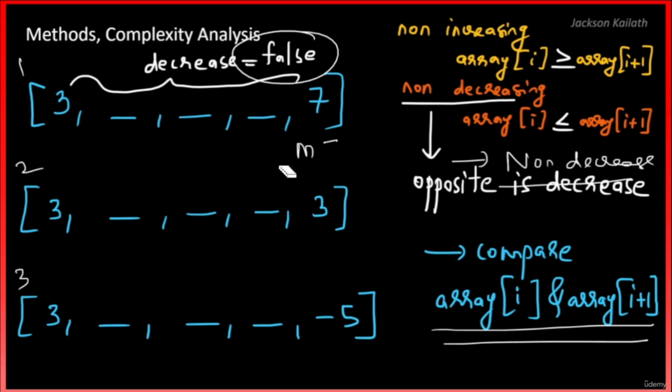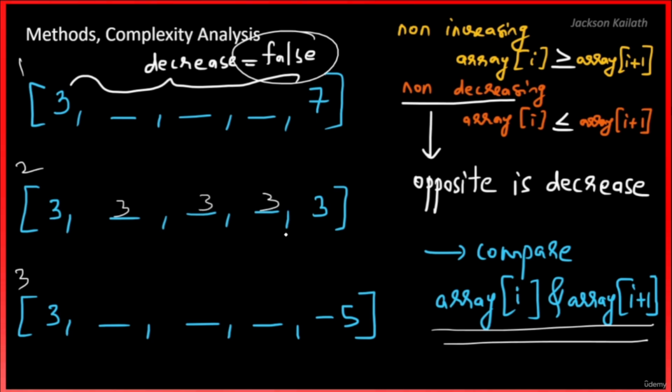Let me just clear this up over here. Now, what about the second case? Over here, we have 3 as the first element and the last element is also 3. The only way for this array to be monotonic is if all these elements have to be 3. We have to get 3 over here, 3 over here, and 3 over here.